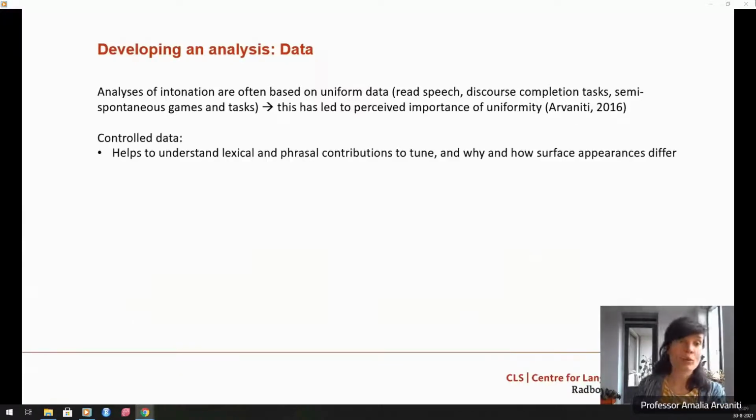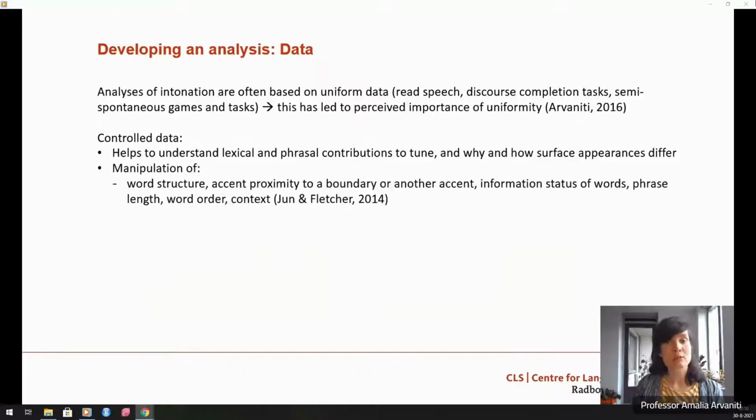However, there are, of course, valid reasons that one might want to use controlled data to answer specific questions. For example, controlled data can help us understand how lexical prosody and metrical structure affect intonational tunes, and may also allow us to investigate why and how surface structures appear different. If using controlled data, we can also manipulate a number of aspects we think might affect the intonation, most of which are things we've discussed before, like word structure or accent proximity.